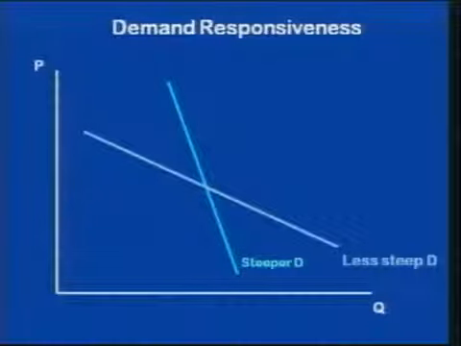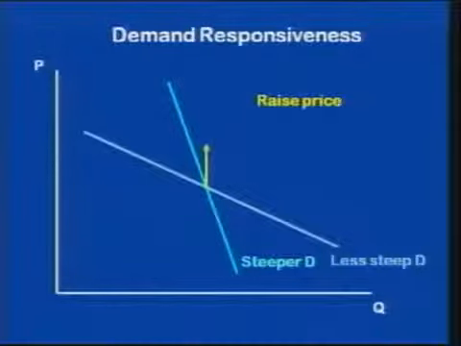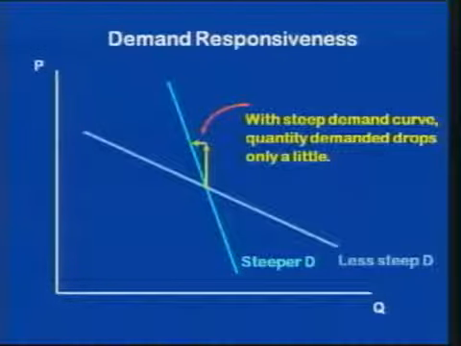Let's first look at the steeper demand curve. If you raise the price with that steep demand curve, there's going to be a very small drop in the quantity that people consume of the good. It's going to be just a small decrease in how much people buy of the good when you raise the price. What is an example of a good with a steep demand curve? Drugs. We already did that one, right? What else? Gasoline.